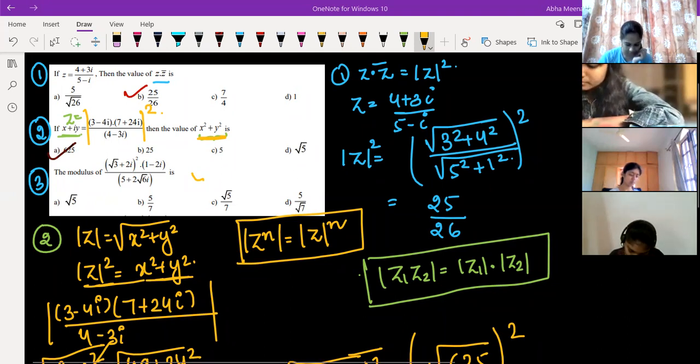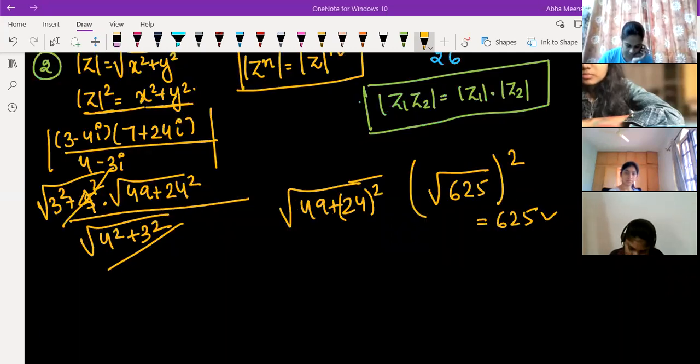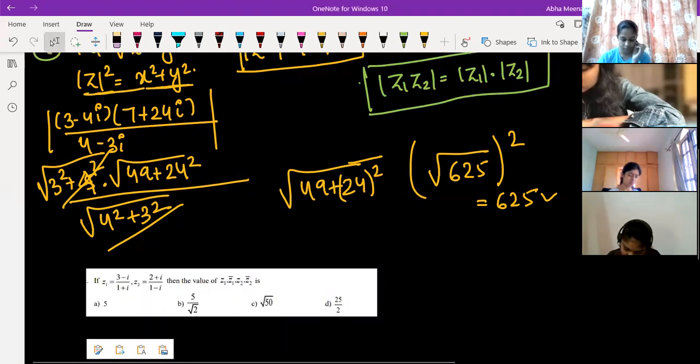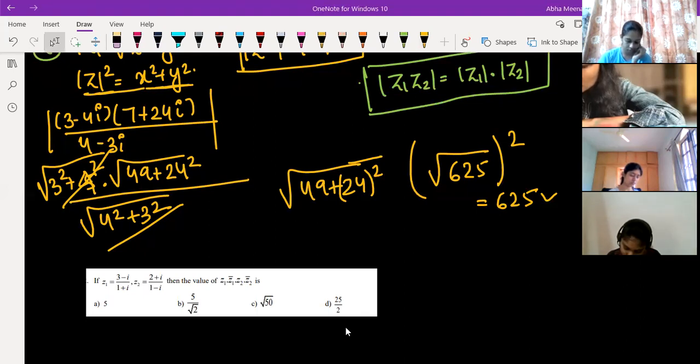Those who are done with this, try this question. Those who are done with the above, try this. I hope it's visible. I'm not trying to enlarge, again we'll face the same problem. Yes, ma'am. Okay.